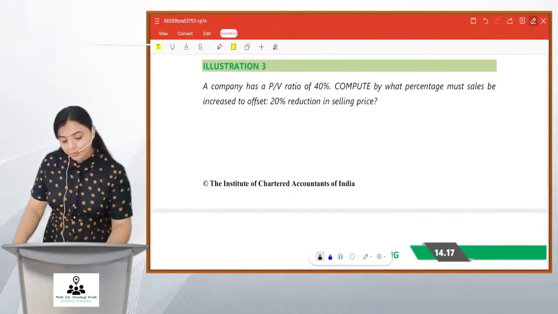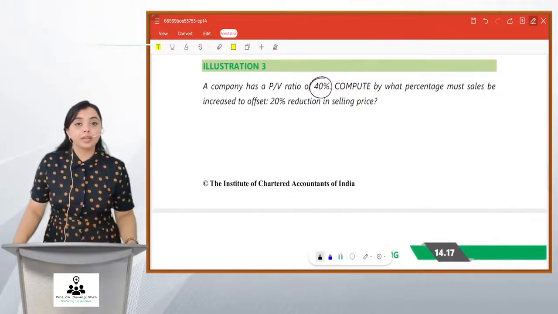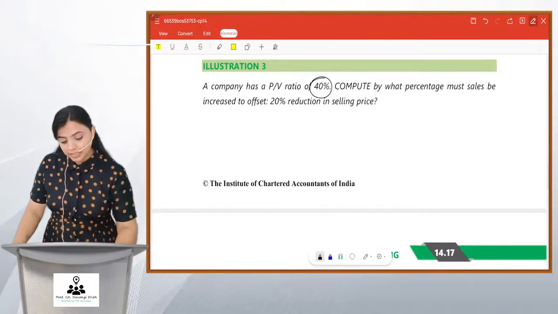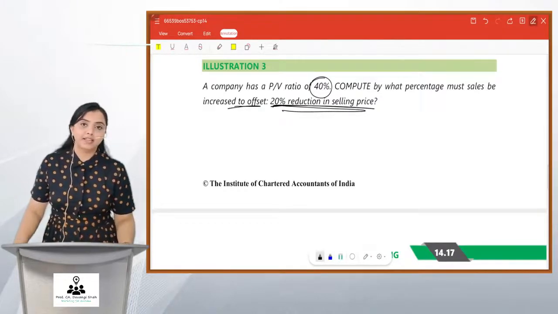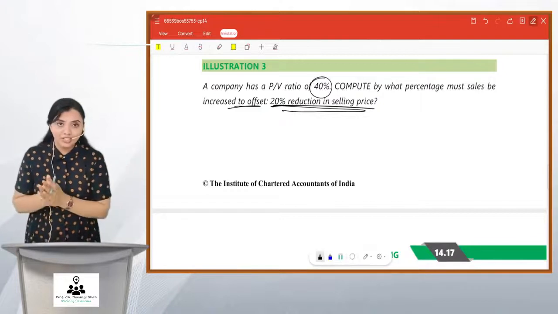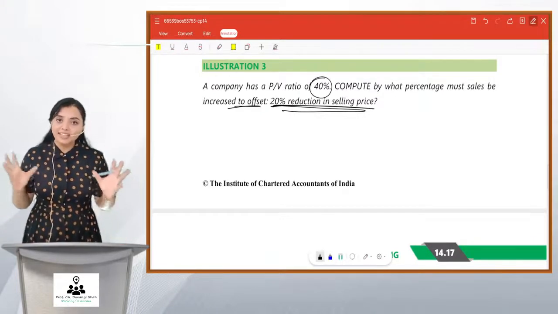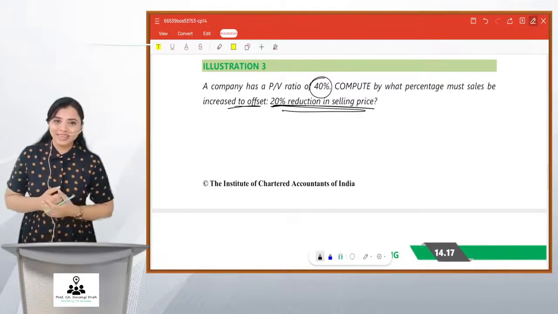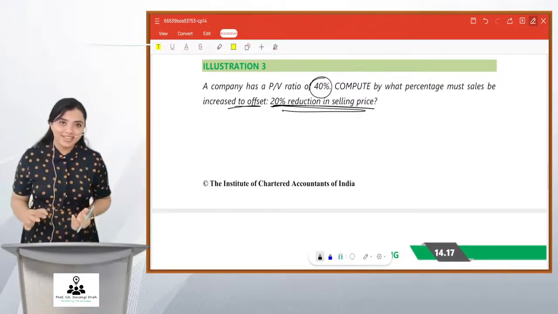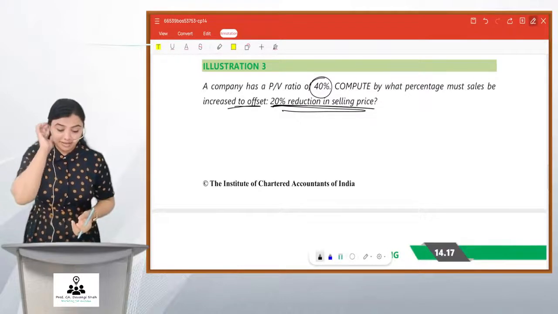A company has a PV ratio of 40%. Compute by what percentage sales must be increased to offset 20% reduction in selling price. Now, this is one of the very tricky questions. The question is just two lines, but don't think that the answer will be just one or two lines. You need to understand this and have patience.